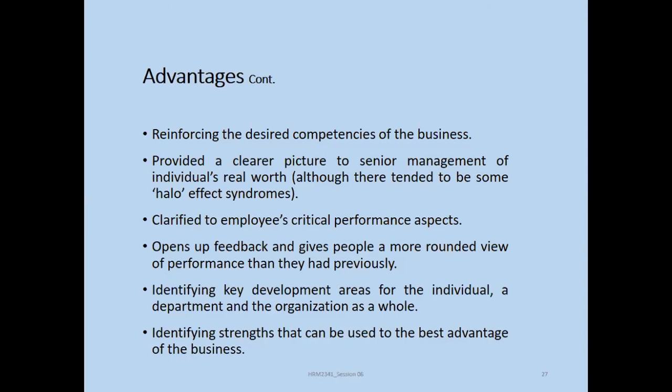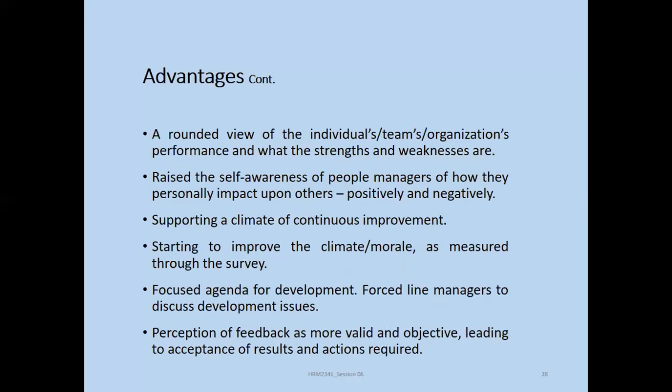Identify key development areas for individuals, a department and the organization as a whole. With that multiple feedback, at the final stage, we can analyze the overall organization, the team and the individual. Identifying strengths that can be used to the best advantage of the business. Overall organizational strength we can identify by using the 360-degree feedback. A rounded view: individual, team and organization.